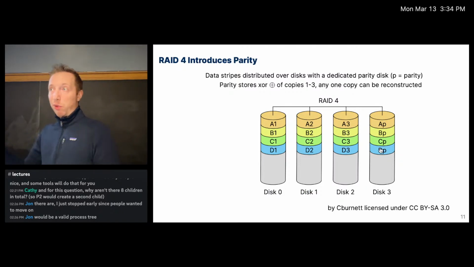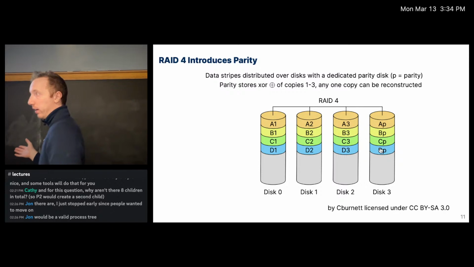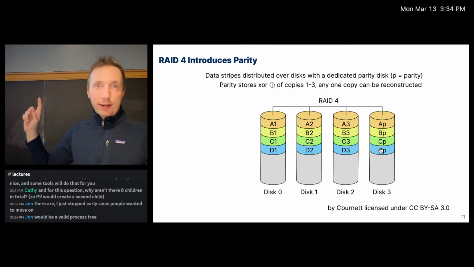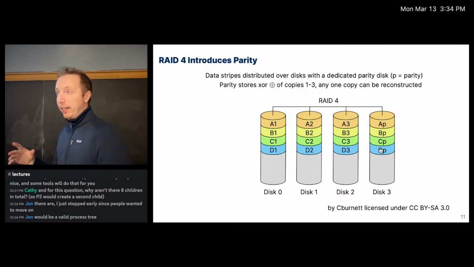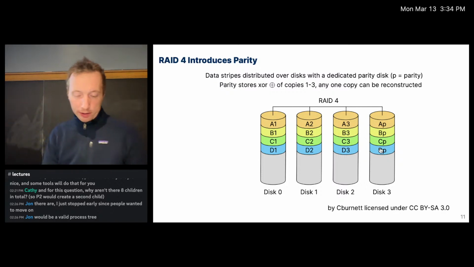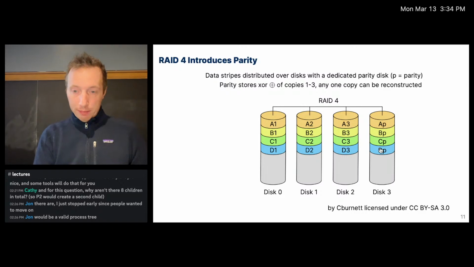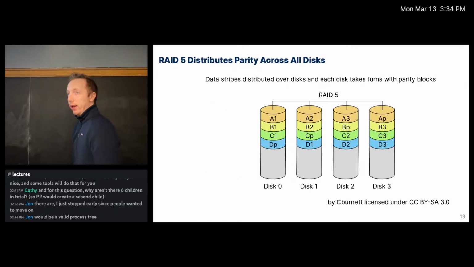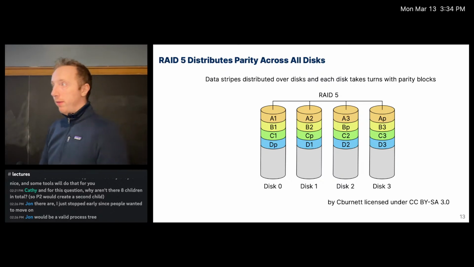So it's going to have to do 3 times the work, which isn't that great. So there's a little bit of a bottleneck here on that disk, because whatever you do to any disk, you're going to have to touch that parity disk, which is not going to be terribly good for performance. So that is where RAID 5 comes in.